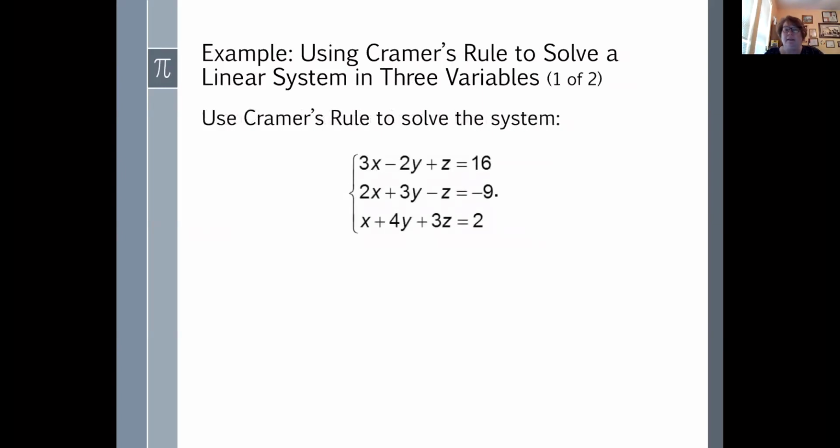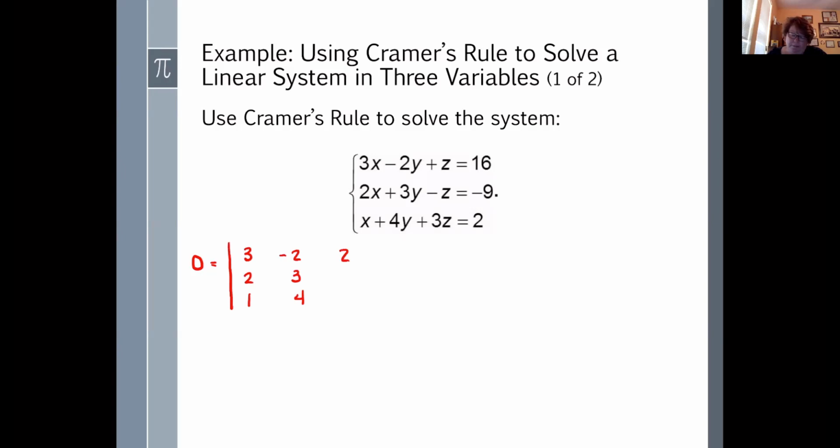We're going to solve this system of equations using determinants and Cramer's rule. So I'm going to write down the 4 determinants that I need to find. I'm going to go to my calculator and put these 4 matrices in and find the determinants, and then I'll come back and find the ratios for x and y and z. So D is the determinant of the matrix formed by the coefficients on x, on y, and on z.